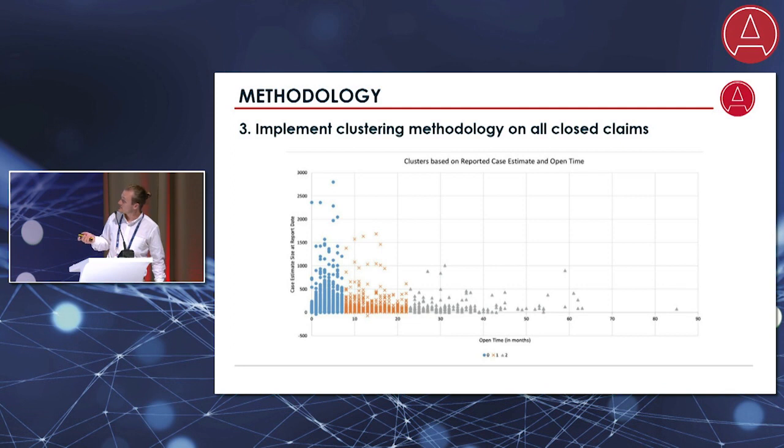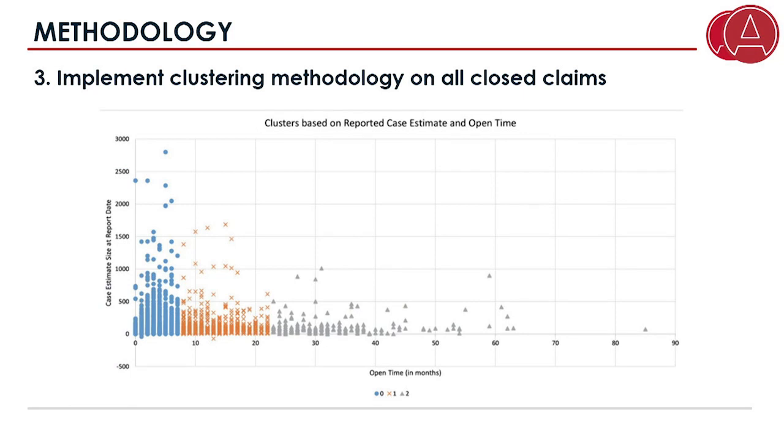So this is an example of what a clustering process could look like. This is just on two features, the open time in number of months, and the case estimate size at report date. It's not necessarily a good reflection, and this might not give you a very good reserve estimate, but just for illustration purposes, you'll see that three clusters were formed: one here, one here in the middle, and one here at the start. So this could be how the clustering process subdivides your claims into segments.